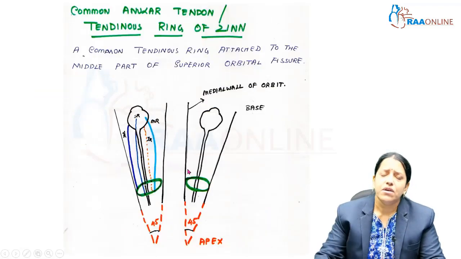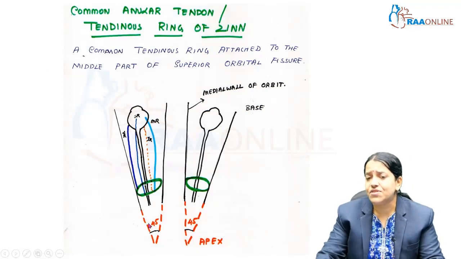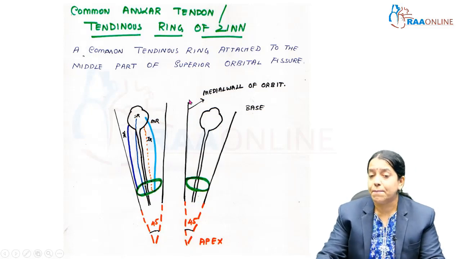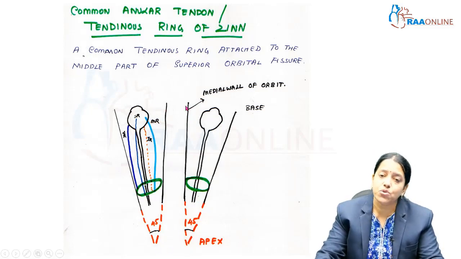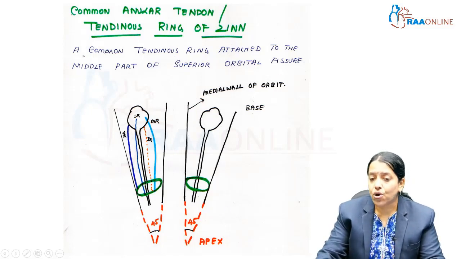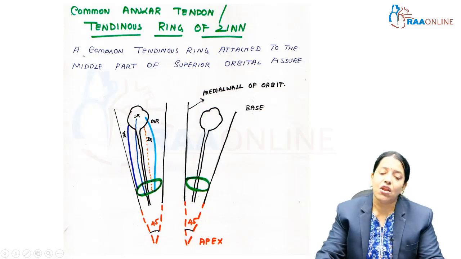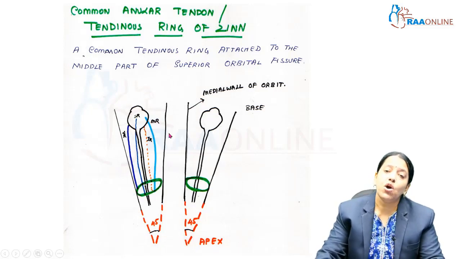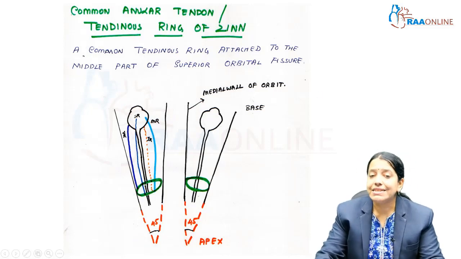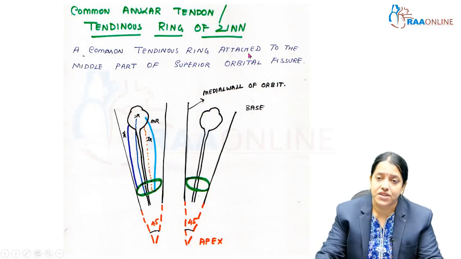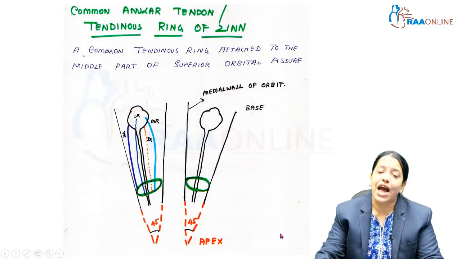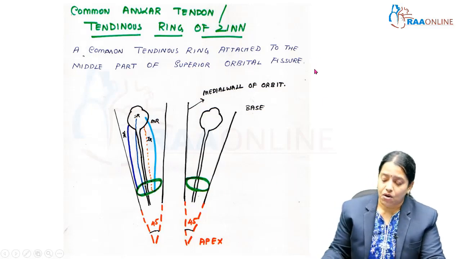Now, to make you understand, if these are the 2 orbits, I told you even in the orbit class that the medial walls of the orbit are parallel to each other and both the lateral walls slope backwards and join each other at an angle of 90 degrees, whereas the medial wall and lateral wall form an angle of 45 degrees to each other. There is a common tendinous ring of Zinn which is attached to the middle part of the superior orbital fissure and also encloses the optic canal.